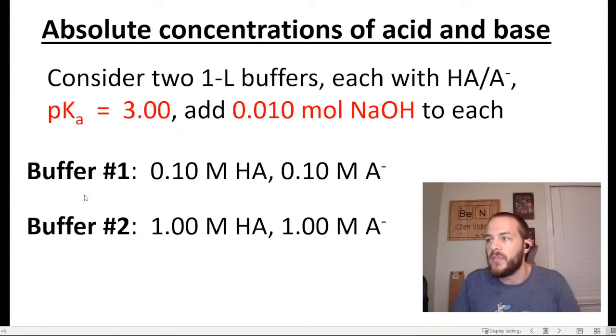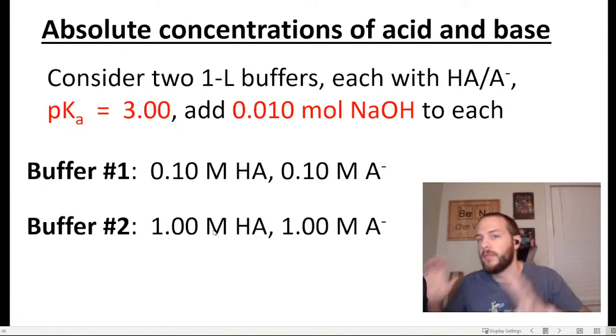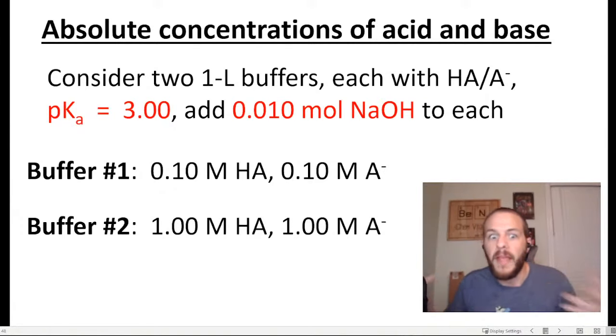Buffer number 1, we'll say, is the same as buffer number 1 in the previous example. And let's say that buffer number 2 is, instead of 0.1 molar and 0.1 molar for the weak acid and conjugate base concentrations, 1 molar of the weak acid and 1 molar of the conjugate base. So in other words, the concentrations of the acid and base in buffer number 2 are 10 times as concentrated as the concentrations of acid and base in buffer number 1, right? So the concentrations in buffer number 2 are more by a factor of 10.